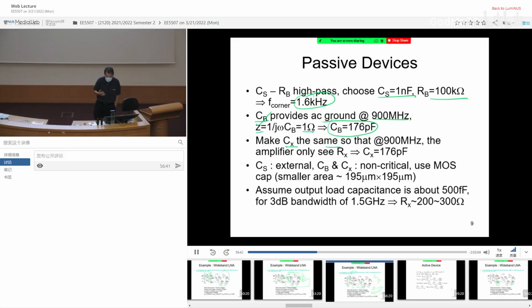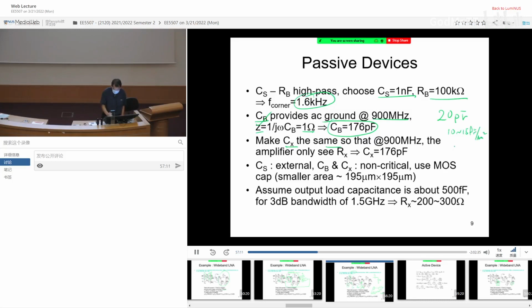Now CX, CB, if you think carefully, 176 picofarad is not small. Typically we would like a capacitor to be below or around 20 picofarad. Okay? 176 is quite extensive. But this capacitor is not that critical. So if it's not that critical, I don't need to guarantee the accuracy. I can pick the highest density capacitance, which can give me 10 to 15 femtofarad per micron meter squared.